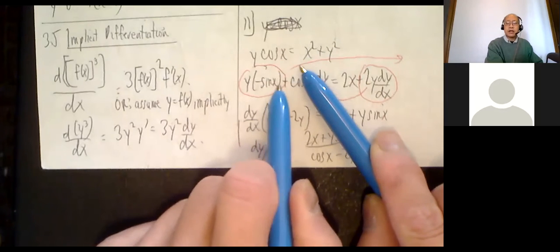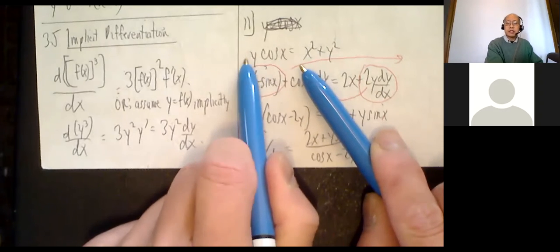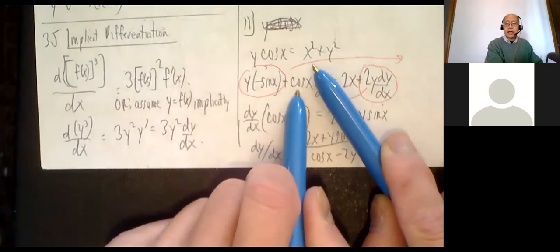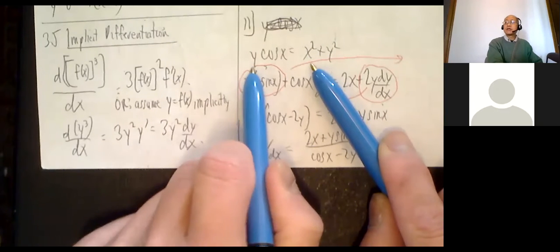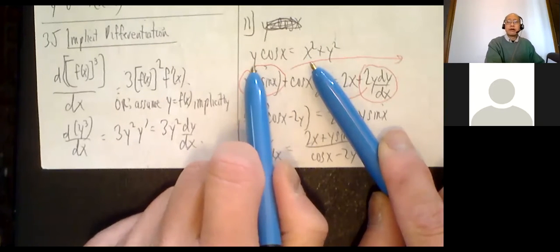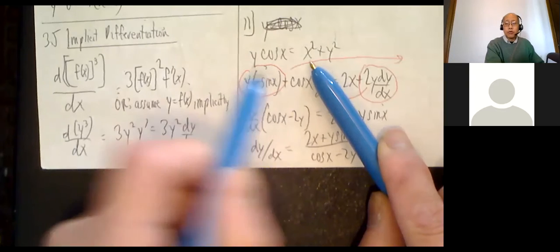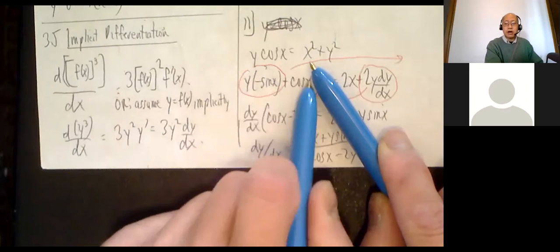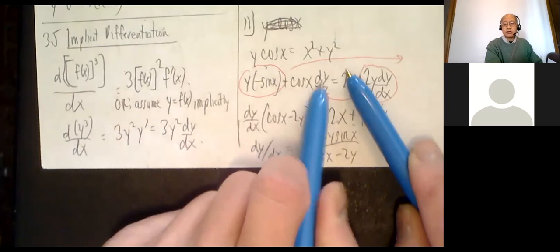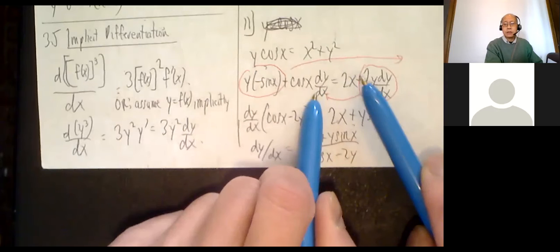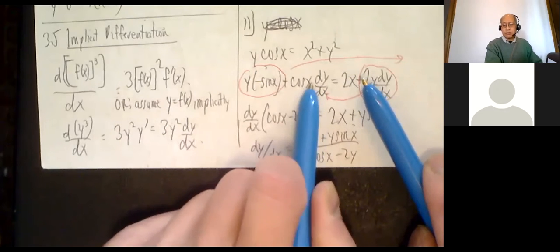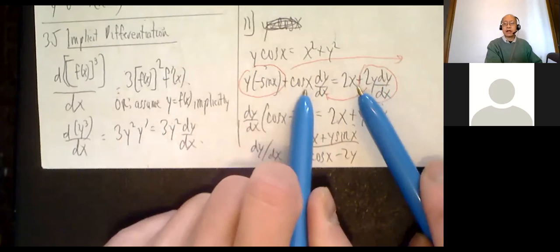But the second part of it, second function times the derivative of the first. So cosine x times the derivative of the first function, the derivative of y is one, but since y was involved, I have to put an extra dy/dx, right? It's times one, but if it's times one, you don't have to write it.